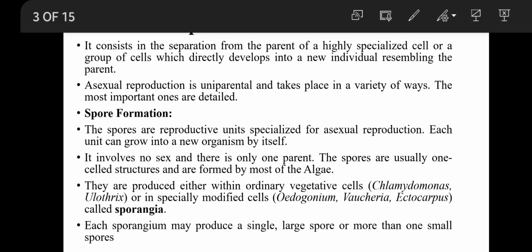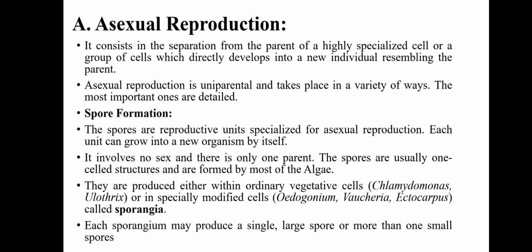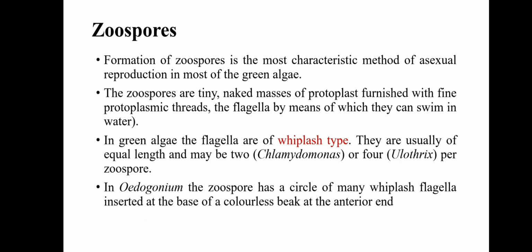Then asexual reproduction. Asexual reproduction in algae mainly occurs by spore formation, and there are different types of spores formed in different groups of algae. So we will discuss these one by one. These spores are formed inside a specialized structure known as sporangia. The first spore is the zoospore. It is the motile spore.